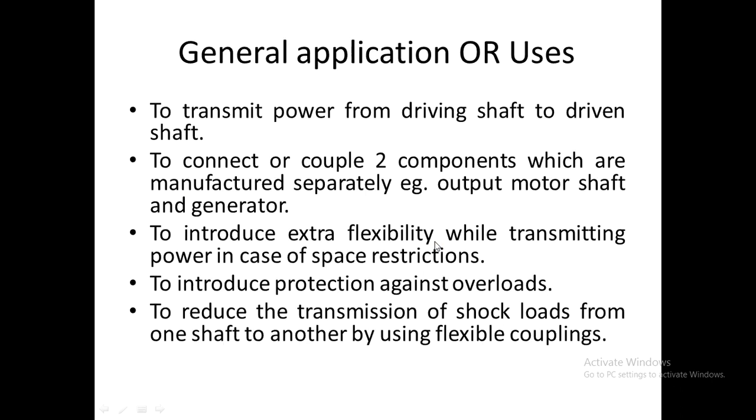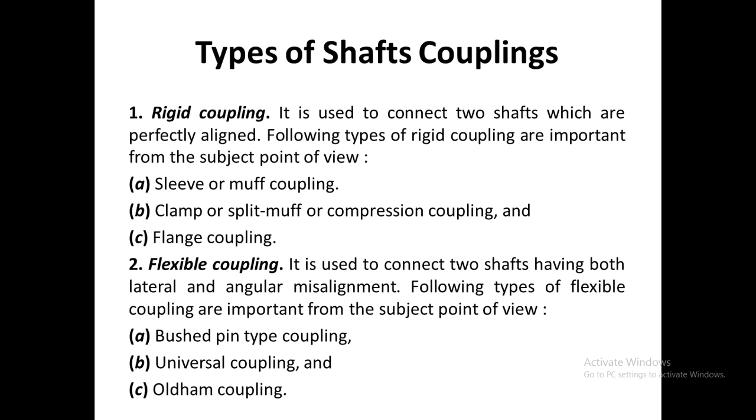for transmission of power. Some of the applications of couplings are: it helps to transmit power, it also helps to connect two components. It is used for extra flexibility while transmitting power in case there is a space restriction, and it is used to protect against overloads. It also reduces the transmission of shock load with the help of flexible types of couplings.